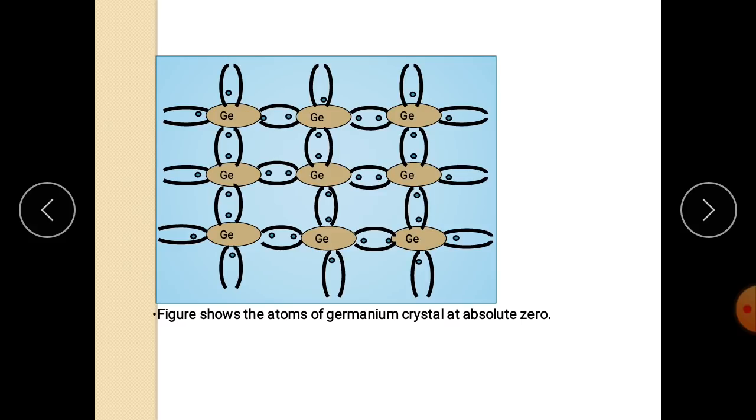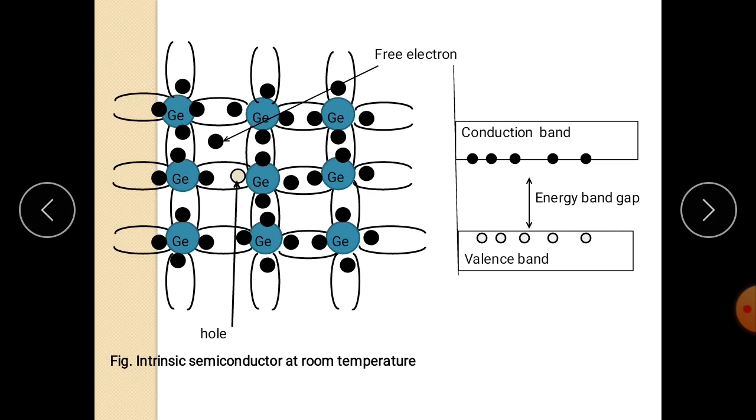This can be explained diagrammatically. This is a pure germanium crystal at absolute zero, where all valence electrons are tightly bound with the adjacent atom. Hence, they are treated as an insulator. Now, at room temperature or at a temperature greater than absolute zero, some of the valence electrons acquire thermal energy.